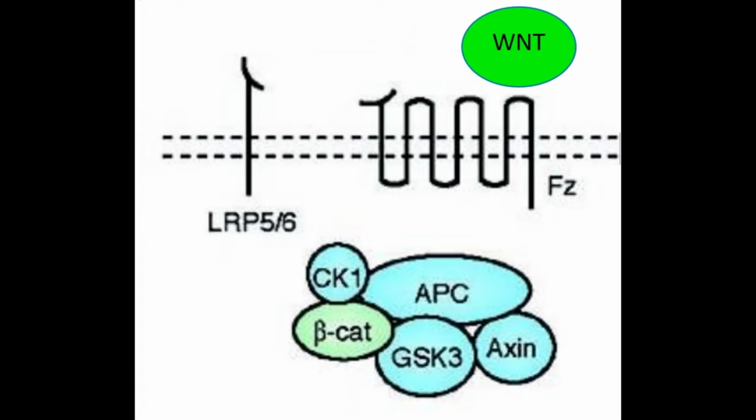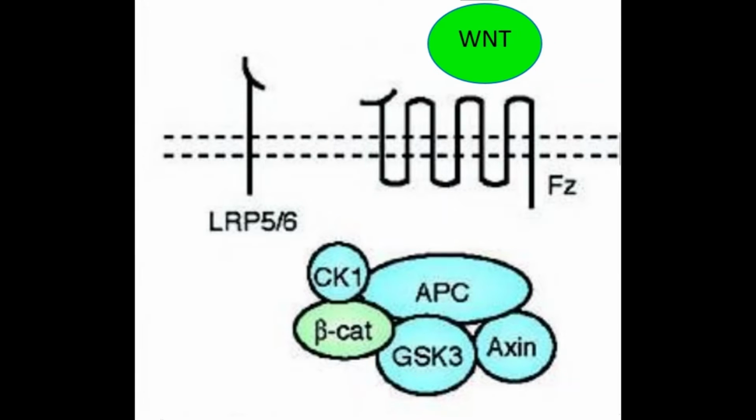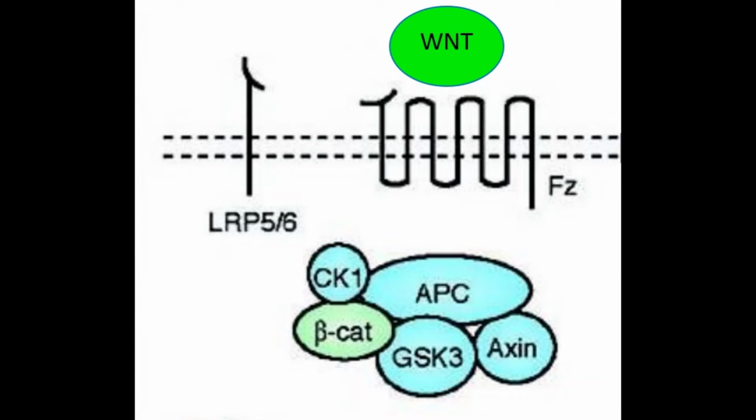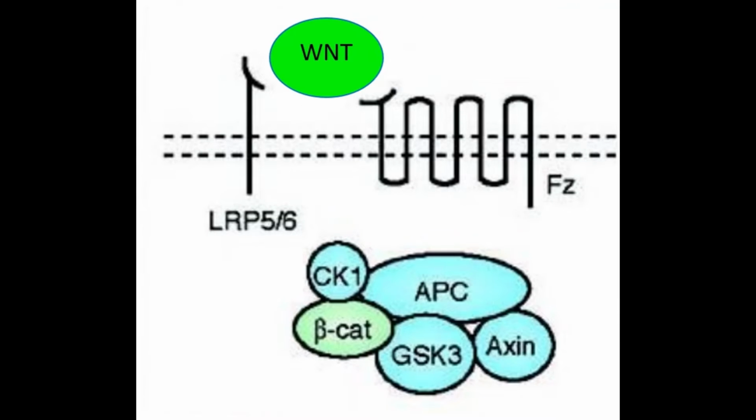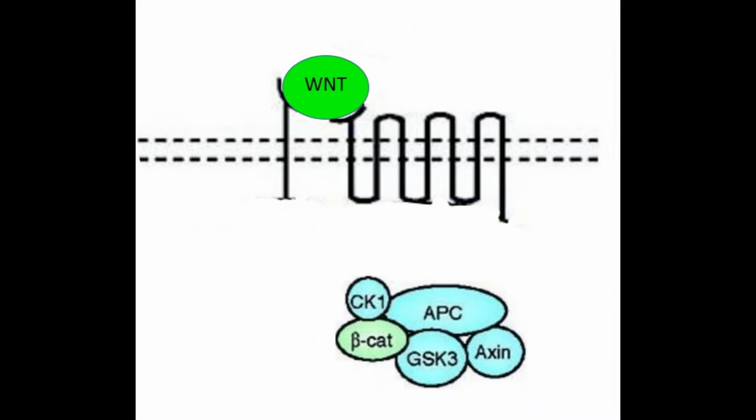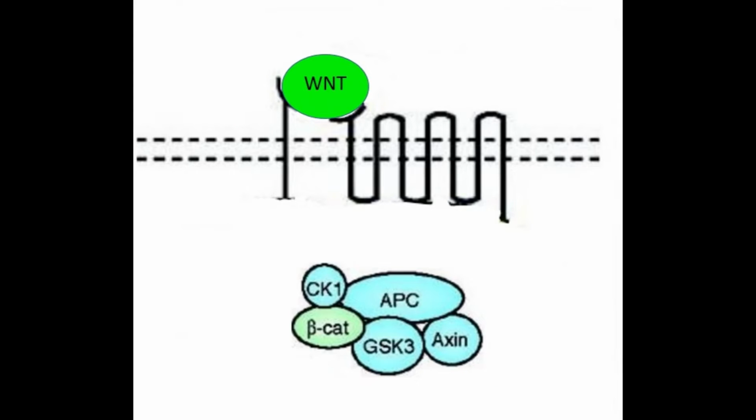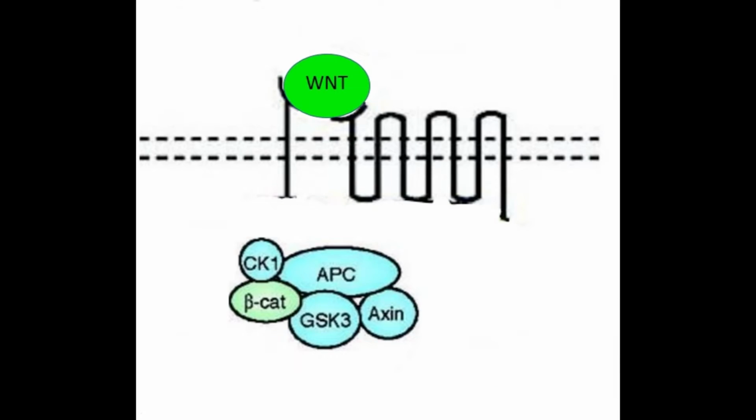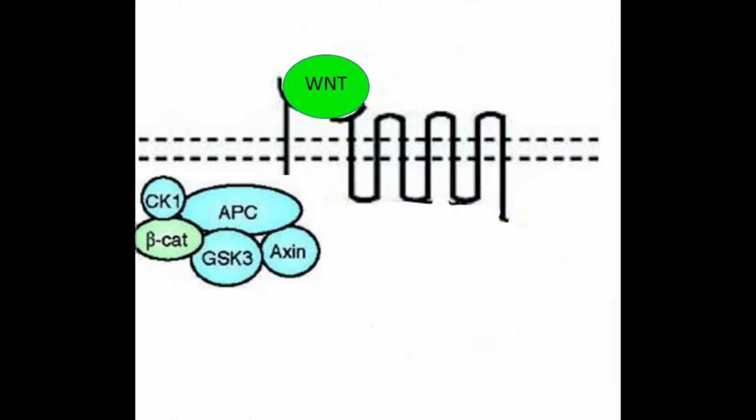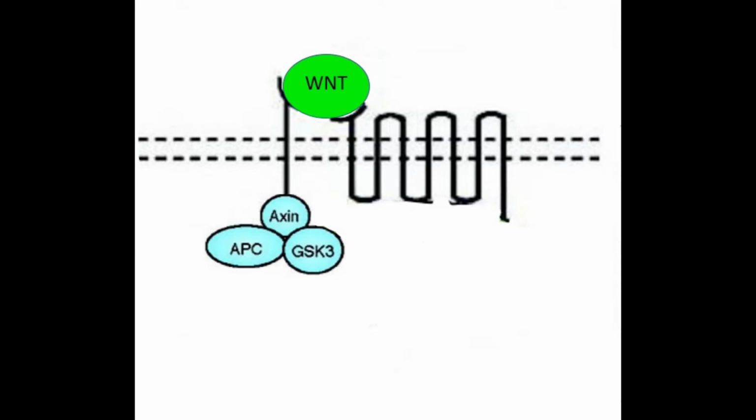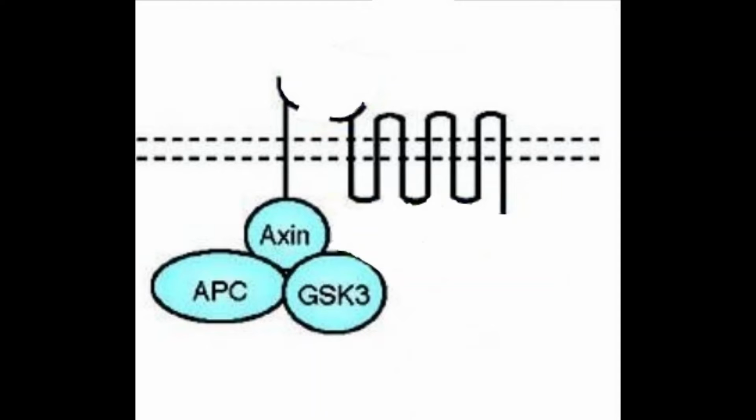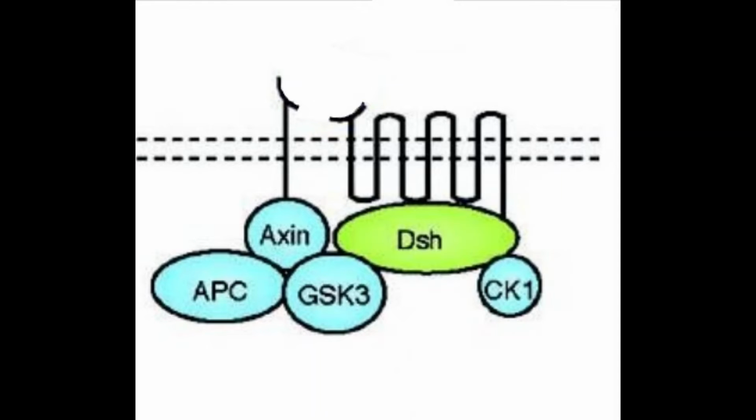WNT travels to the adjacent neuron and is received by the frizzled receptor, which is a G protein coupled receptor, and the co-receptor LRP6, low-density lipoprotein receptor-related protein 6. The reception of the WNT ligand causes disruption in the complex of APC, axin, and GSK3 beta by binding axin to the LRP6 protein. This leads to the activation of the disheveled phosphoprotein, which inhibits the GSK3 beta enzyme.